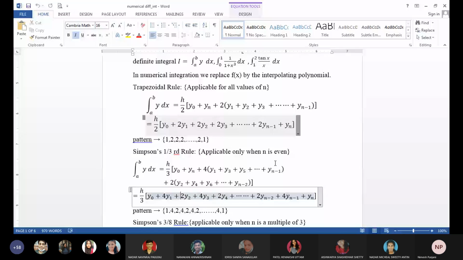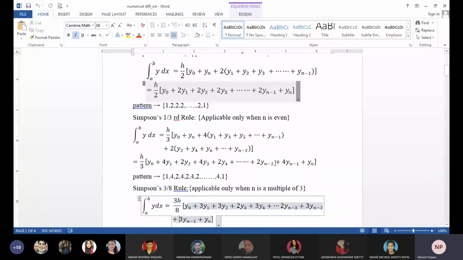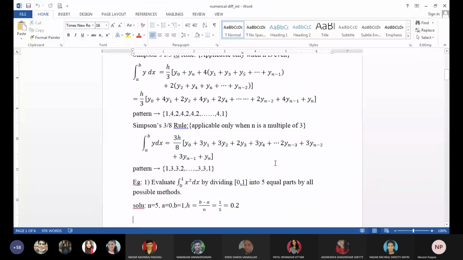Simpson's 1/3 is applicable when n is even. Simpson's 3/8 will be applicable when n is a multiple of 3. So these are the restrictions for the methods which can be applied depending on the value of n. What is your n? I'm talking about in general. What is your n when you're applying this in numerical integration का formula?